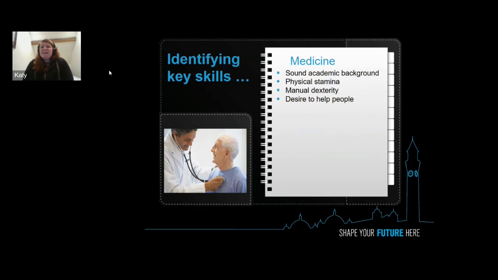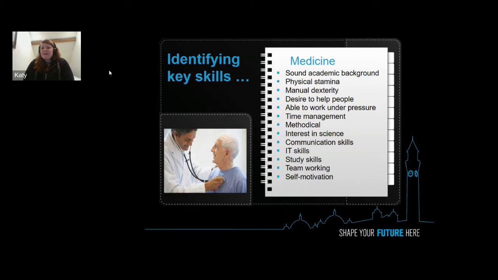So, identify key skills. I'm going to give one example here, which is medicine, which I know a lot of students in Canada are quite interested in. The best thing to do, whatever the subject, whether it be medicine, engineering, law, whatever it is, is to sit down and think about the skill set that you need to do that course. For example, here there's a list of all the different skills that we've decided are quite essential for you to do medicine.